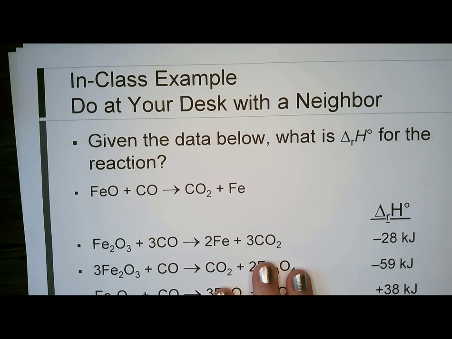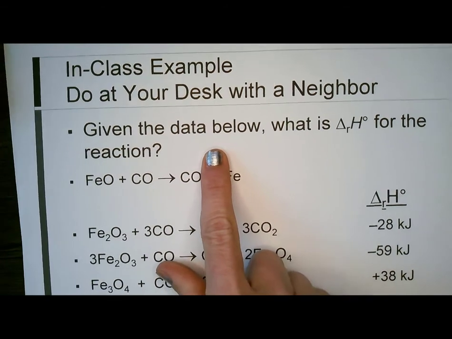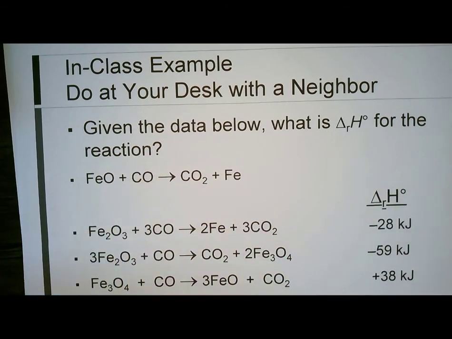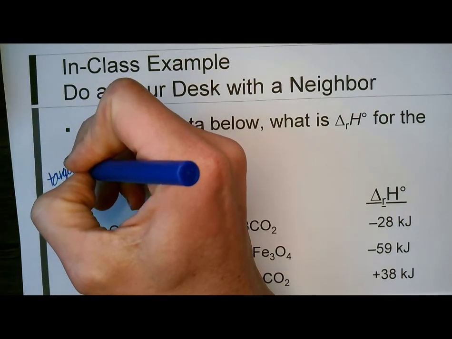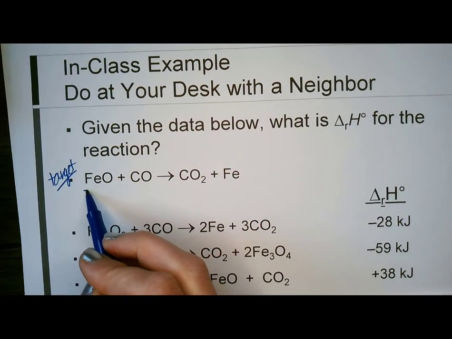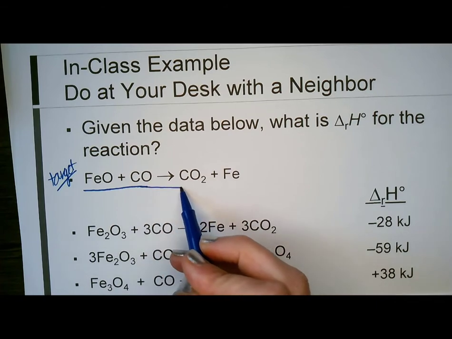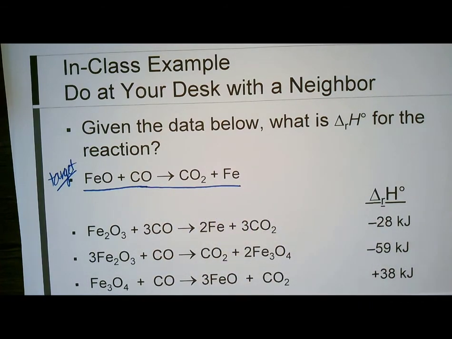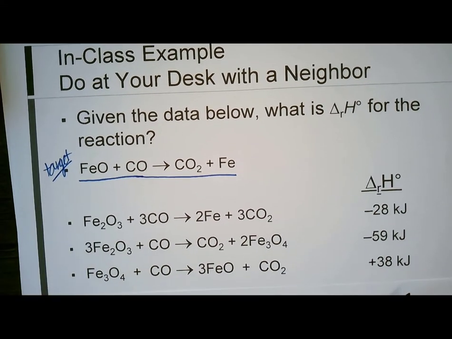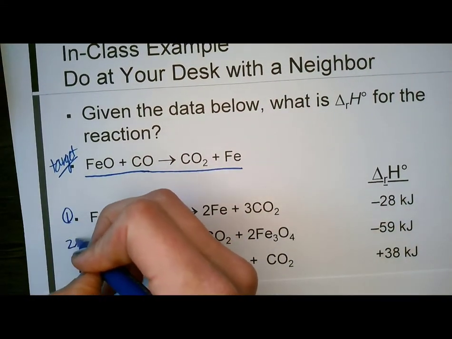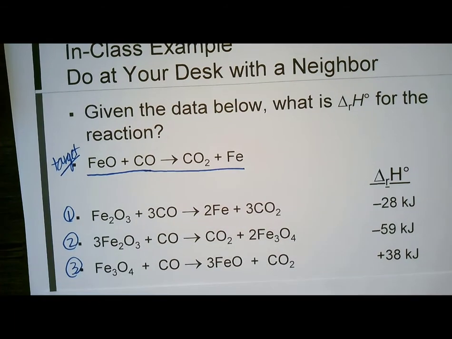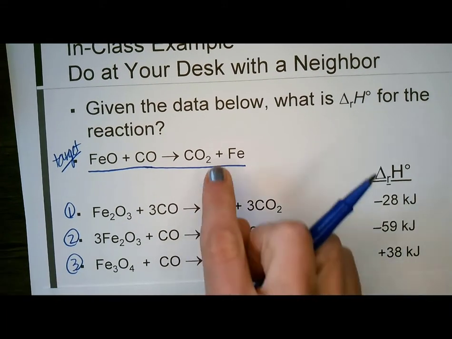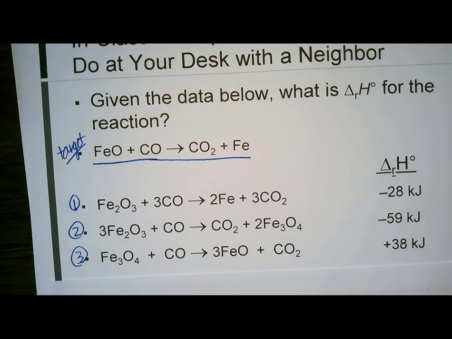Let's try another example. So given this data, what is the delta H for this reaction? So here's our new target. We have iron oxide plus carbon monoxide react to form carbon dioxide and iron. Well, here are three reactions that we do know. So how do we get to this from there? Why don't you pause the video and see if you can manipulate these?